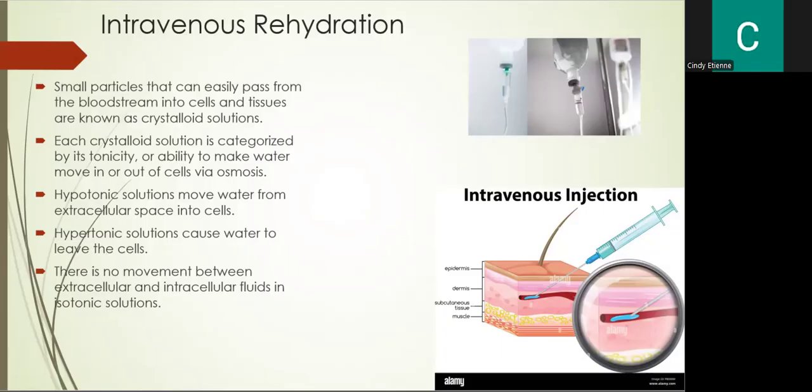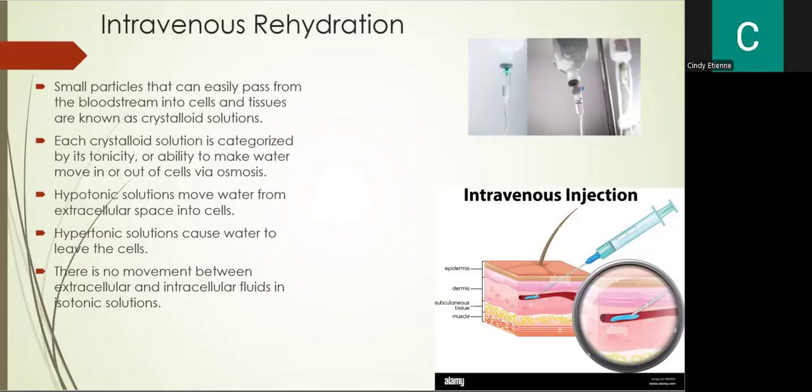Hypertonic solutions have more solute than the cells, so water moves out of the cells and into the bloodstream. This helps reduce cellular swelling, such as cerebral edema, but it must be given carefully because it can overload the circulatory system. And most of the time, these cannot be given rapidly because it causes too many issues with the brain.